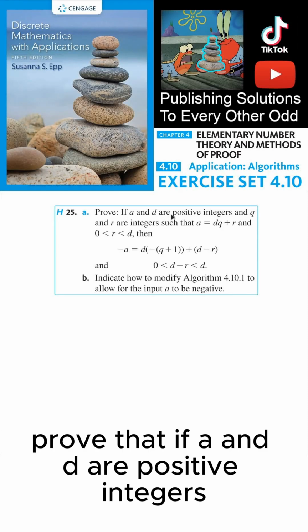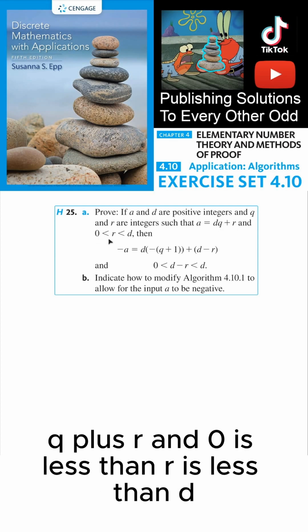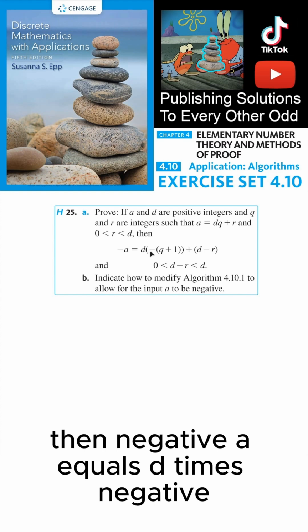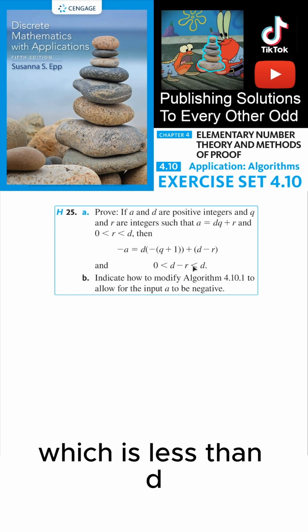Prove that if a and d are positive integers and q and r are integers such that a equals dq plus r and 0 is less than r is less than d, then negative a equals d times negative q plus 1 plus d minus r, and 0 is less than d minus r, which is less than d.